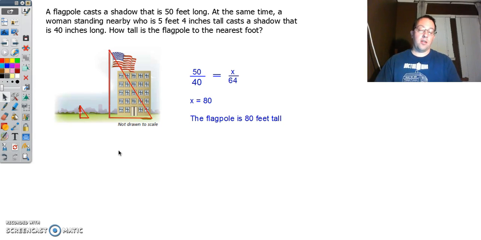river, how wide is a canyon, how wide is this busy highway that you don't really want to walk across with a tape measure, right? Because you get flattened, you know, things like that. And so similar triangles are pretty good for that. This is one method that you can use to view those.